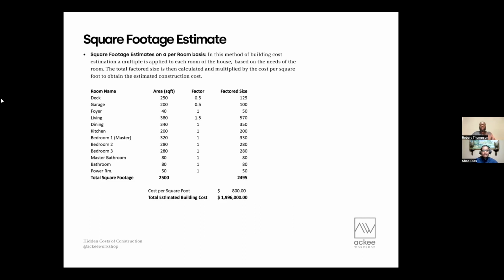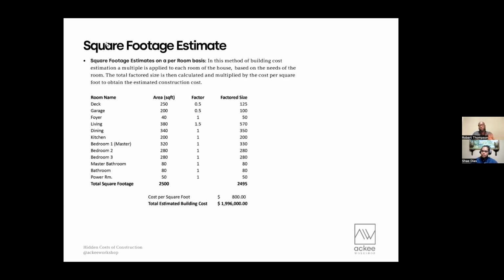Oh yeah, sorry. I was going to say your factor is determined by the level of finish that you expect in a space. Yes. So let's say you have a living room that's above 10 feet. Your factor might be a bit larger than if you're at a standard height. And that's where the room-by-room costs tend to give you a degree more accuracy than just flat square foot cost.